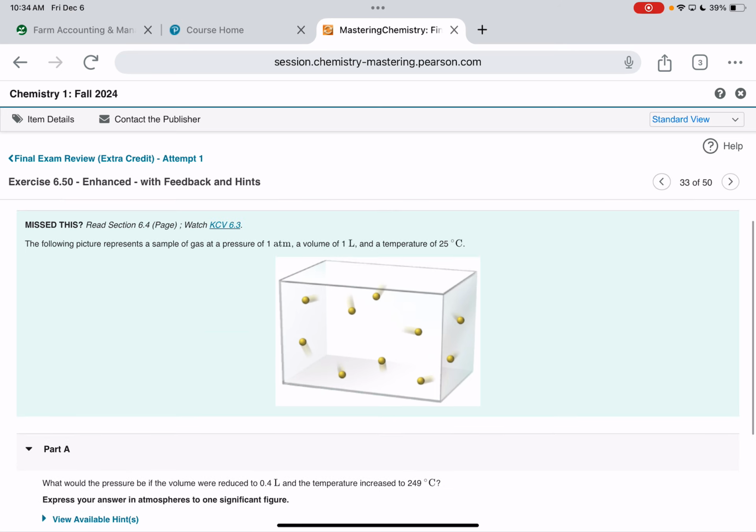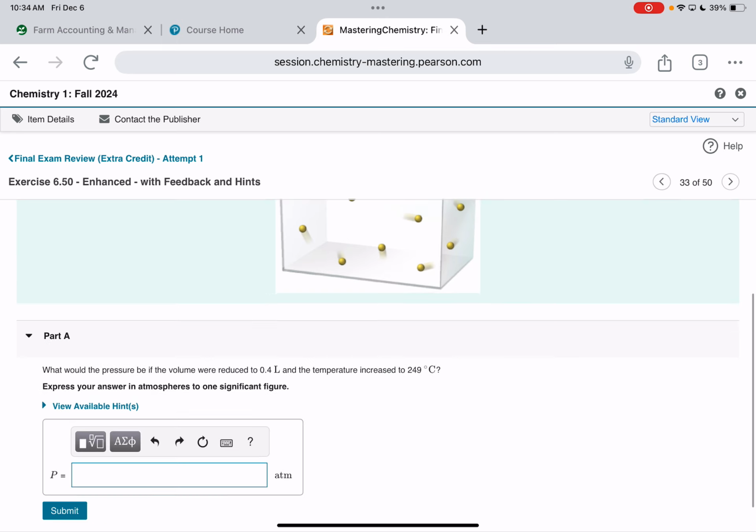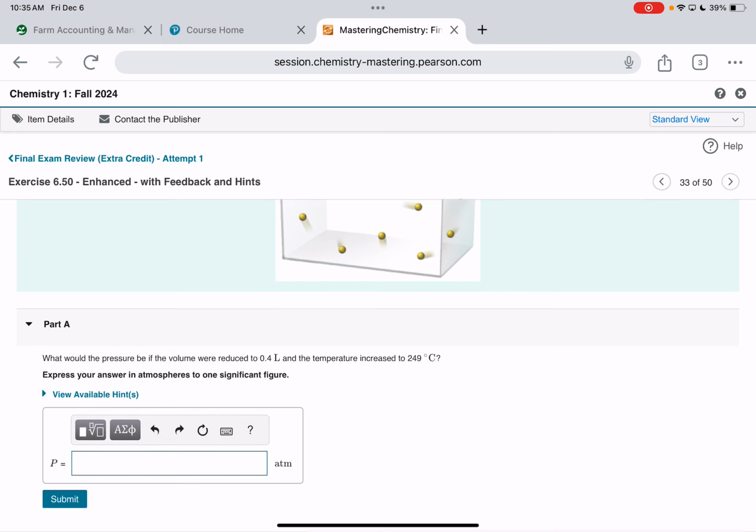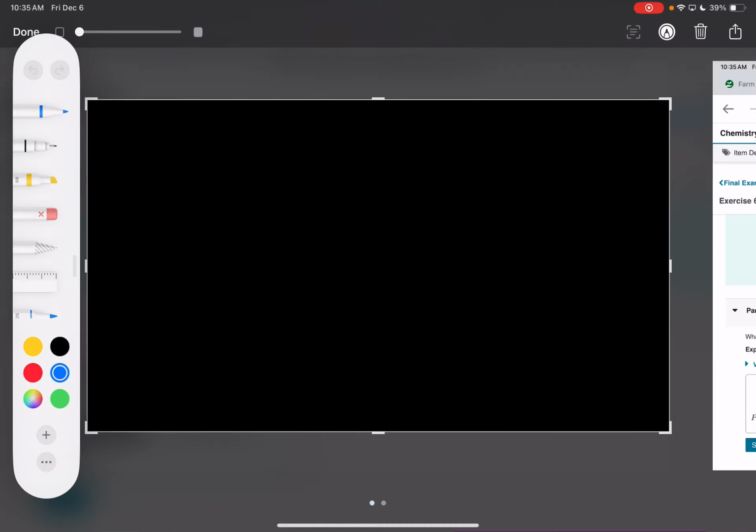Okay, here's a picture, 1 atmosphere, 1 liter, 25 degrees C. So this is not STP because standard temperature, although it seems like it should be room temperature, it's a gas, and gases are more whatever. It's 0 degrees C for STP. Okay, what would be the pressure? So we're looking for a pressure if the volume was reduced and the temperature was increased. Great question to do.